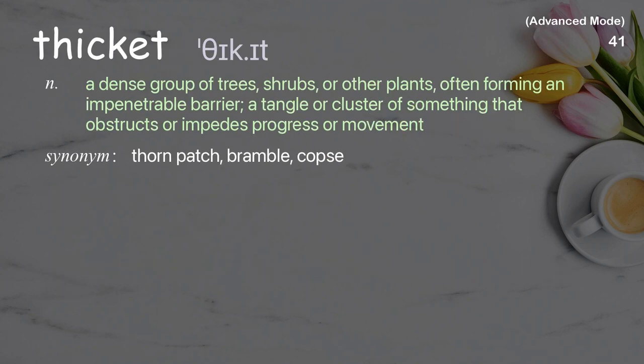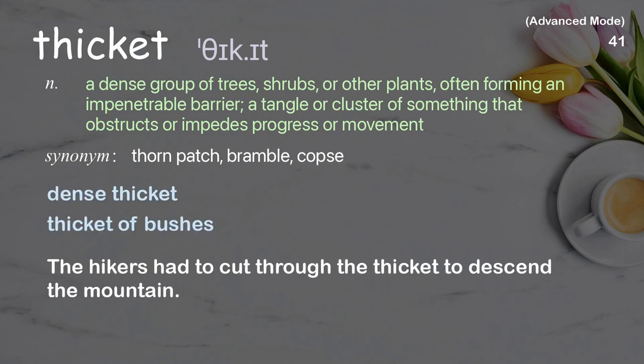Thicket. A dense group of trees, shrubs, or other plants, often forming an impenetrable barrier; a tangle or cluster of something that obstructs or impedes progress or movement. Examples: dense thicket. Thicket of bushes. The hikers had to cut through the thicket to descend the mountain.